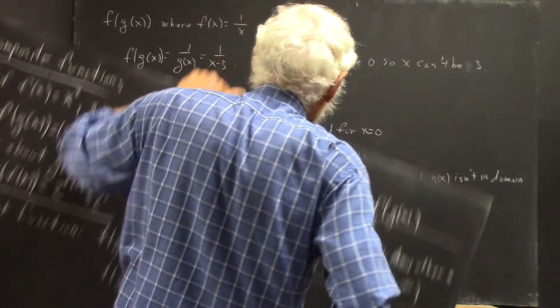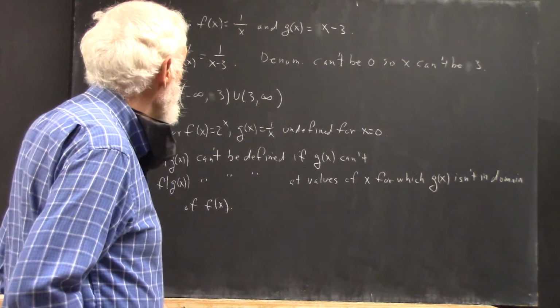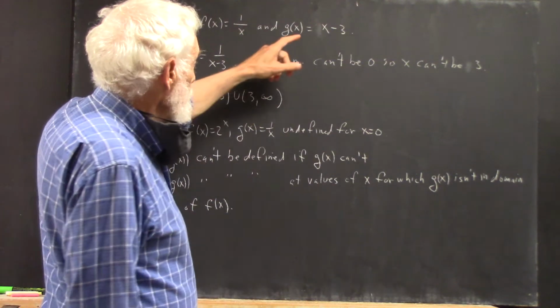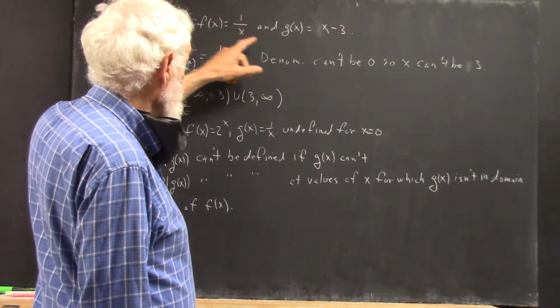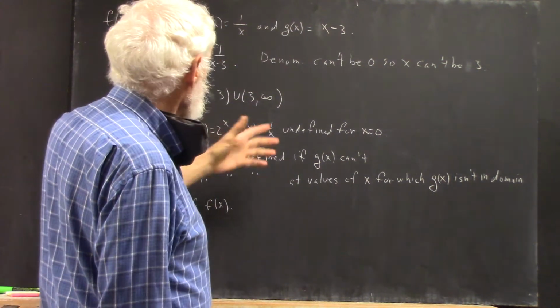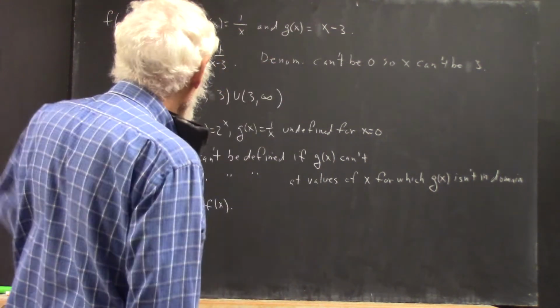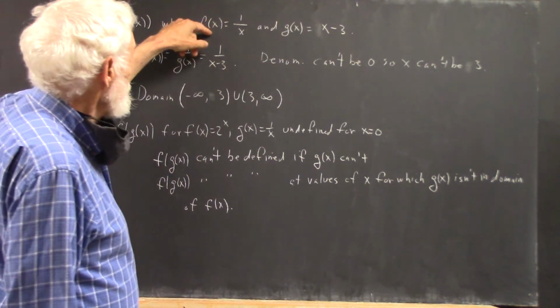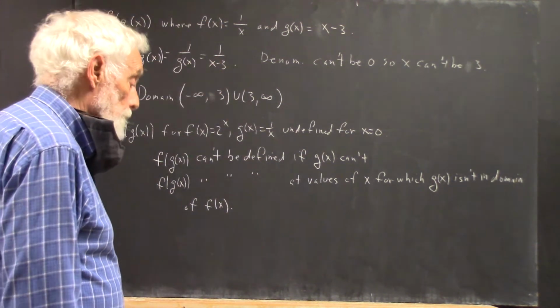Another way your domain can be restricted is if the value of g of x doesn't work when you plug it into f of x. That restricts the domain. So as an example, f of x is 1 over x, g of x is x minus 3. F of g of x is going to be, well, replace x by g of x, you get 1 over g of x. That's 1 over x minus 3.